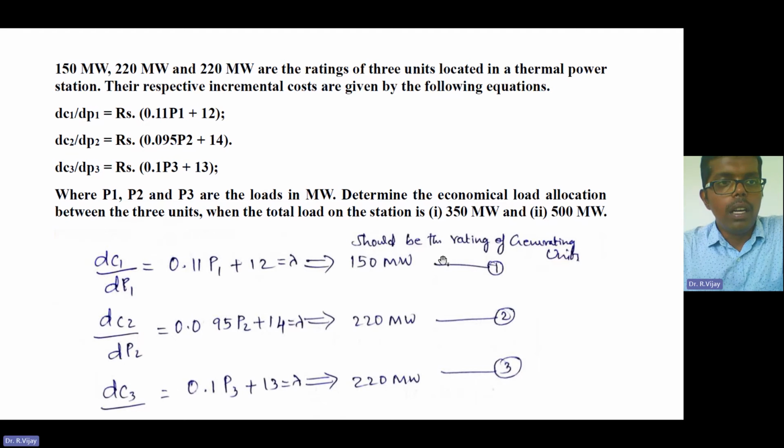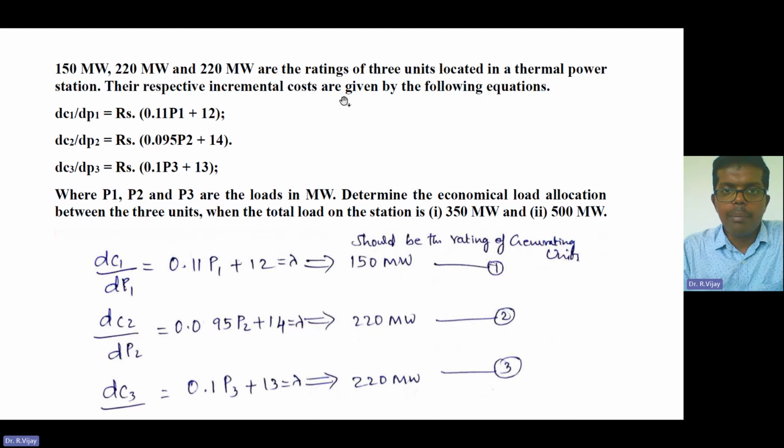Good morning, everyone. Today, we are going to see a problem on economic load dispatch. In that, the ratings of the machines are mentioned in the problem: 150 megawatts, 220 megawatts and 220 megawatts are the ratings of the three generating units located in the thermal power station.